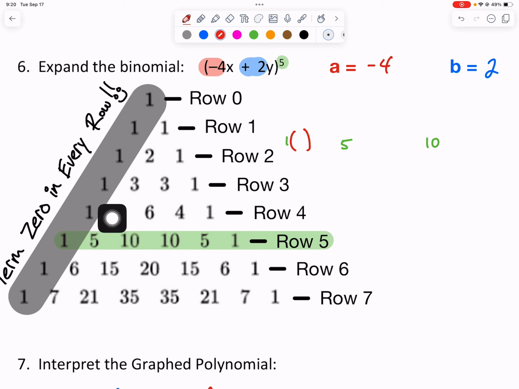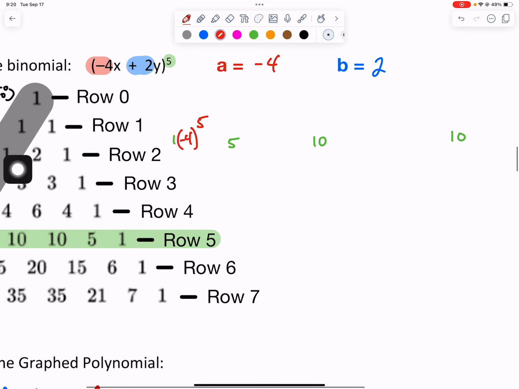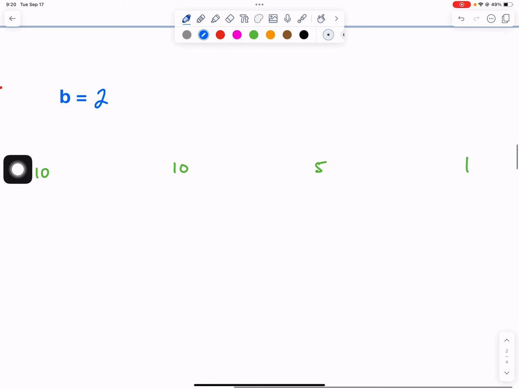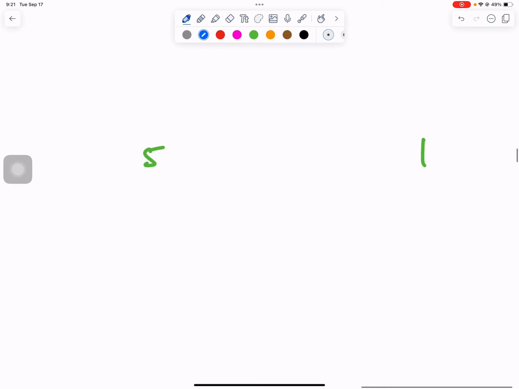Now, because it's to the 5th power, it's actually going to be raised to the 5th. So I'm going to drop my -4 in there. And I'm actually going to put the 5 in red, because the 5 will symbolize our x's or our a's. Now the first one gets just the 1x. Now the last one gets just the 1y, and that also goes raised to the 5th.